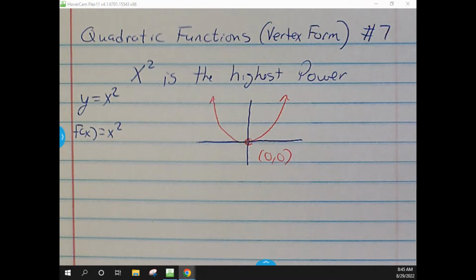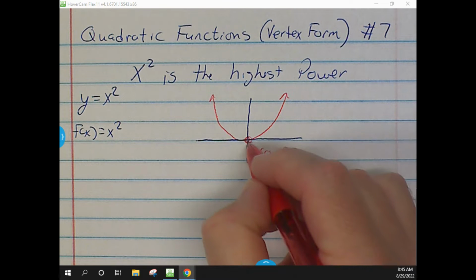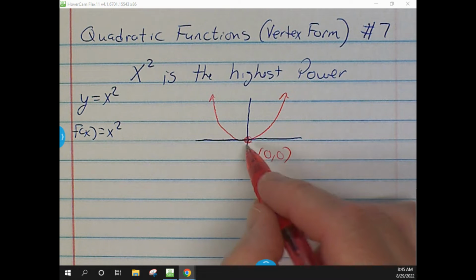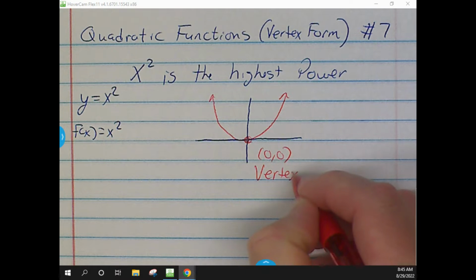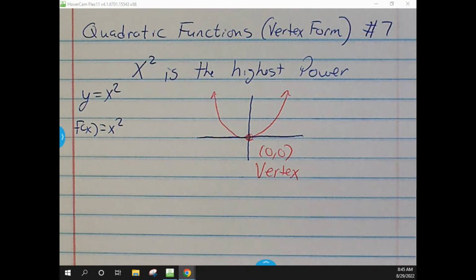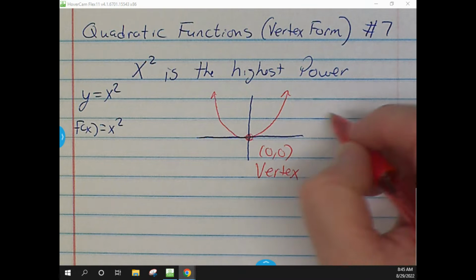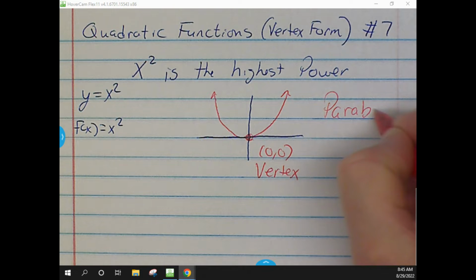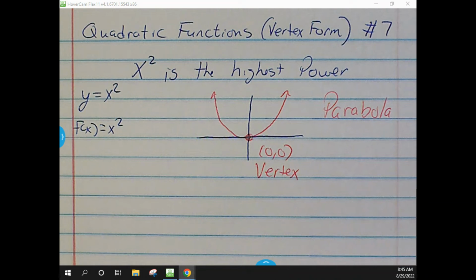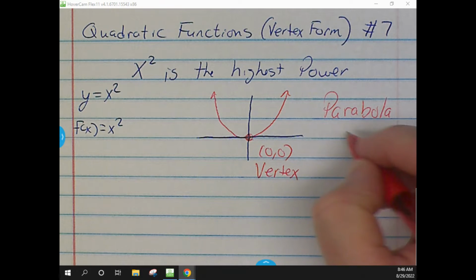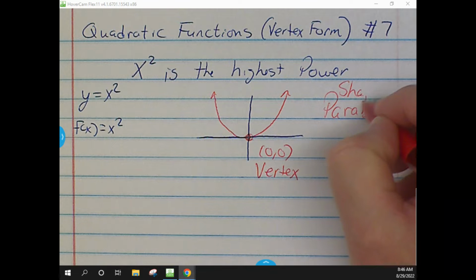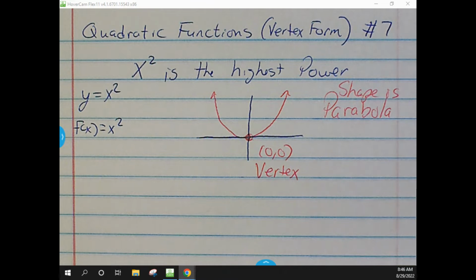Now here's where we're going to add in a detail with this one. This bottom point that we have here, we'll get the definition of it in a second. Bottom point or top point, where we got this part, we're going to call that the vertex. We'll give you that actual technical definition in just a second. And then the other thing is that we'll talk about the shape of what x squared is. The shape is a parabola.